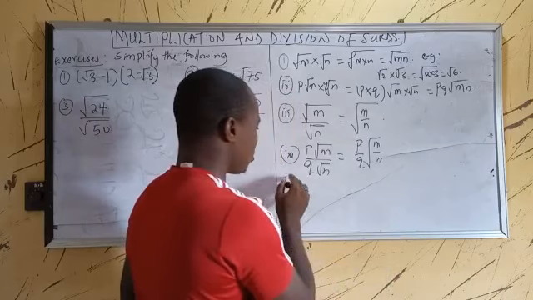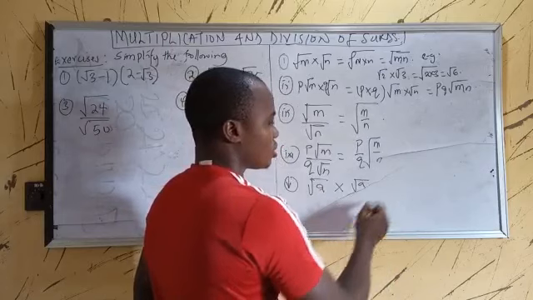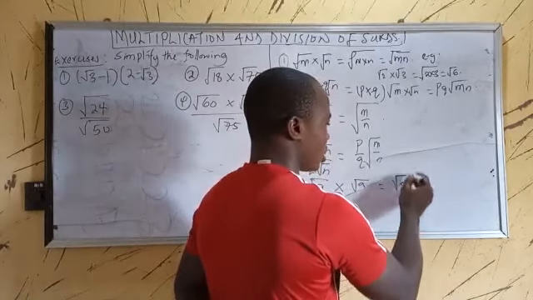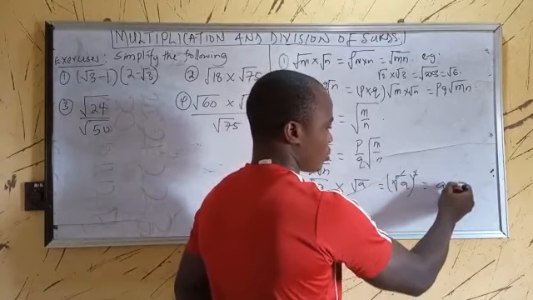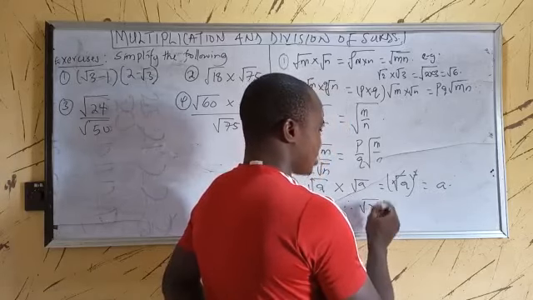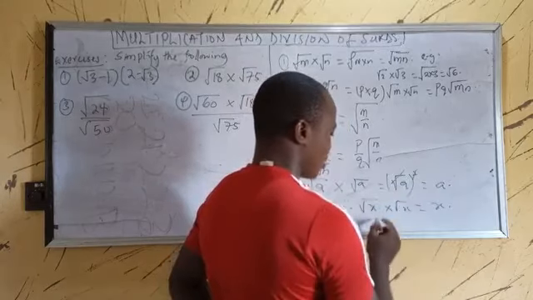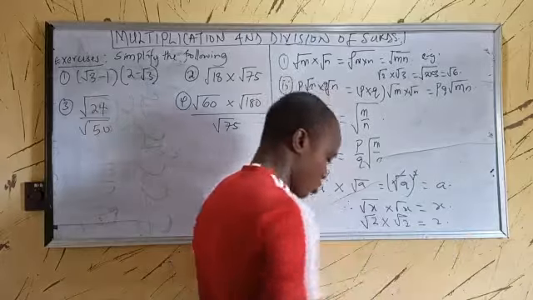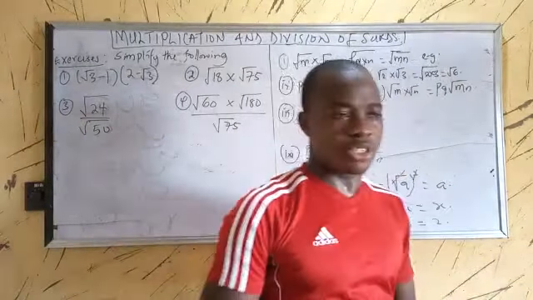And also, if you have root a multiplied by root a, this will give us root a squared, which is automatically a. Therefore, if you have root x multiplied by root x, our result will be x. If you have root 2 multiplied by root 2, our result will be 2. So that is what the rule is trying to tell us.